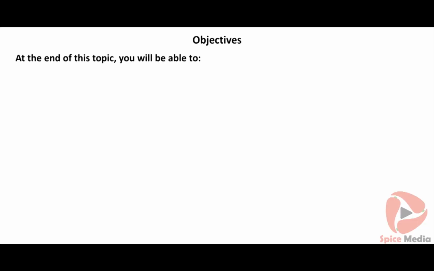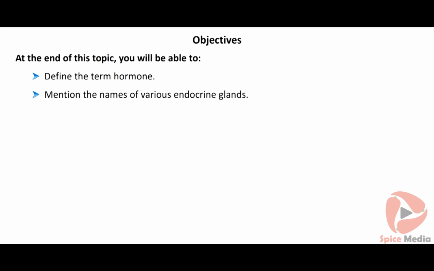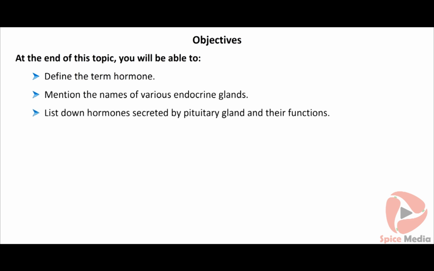At the end of the topic, you will be able to define the term hormone, mention the names of various endocrine glands, list down hormones secreted by Pituitary gland and their functions, name the cells of pancreas that secrete hormones.